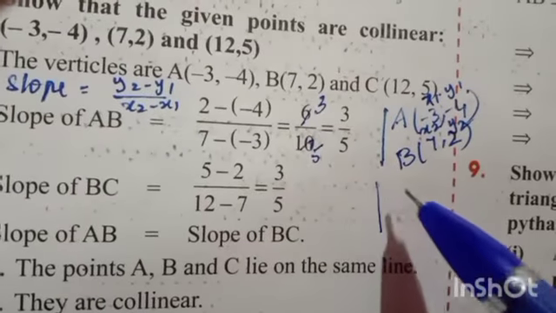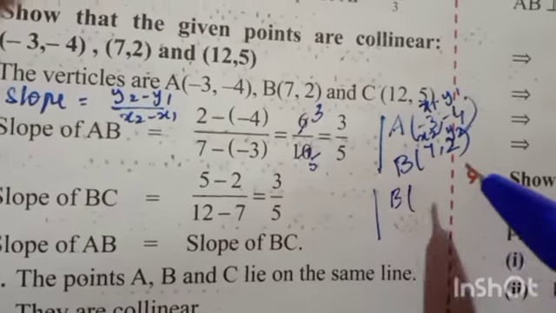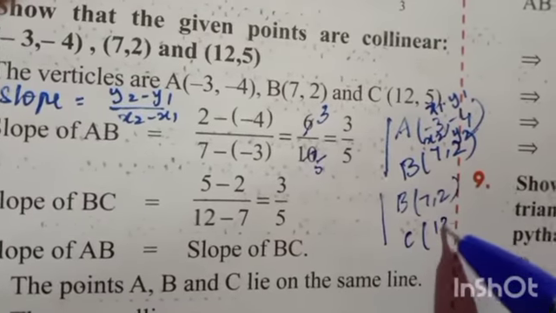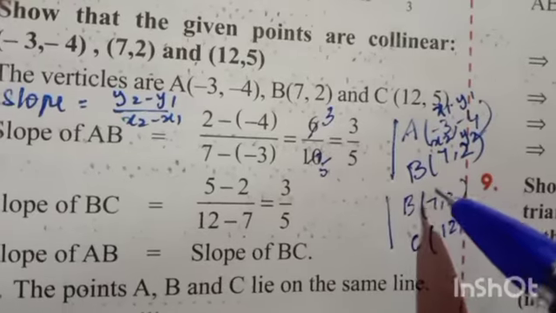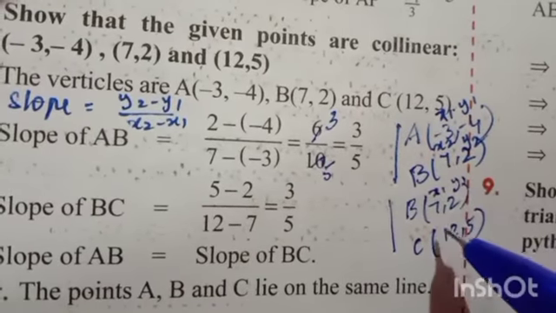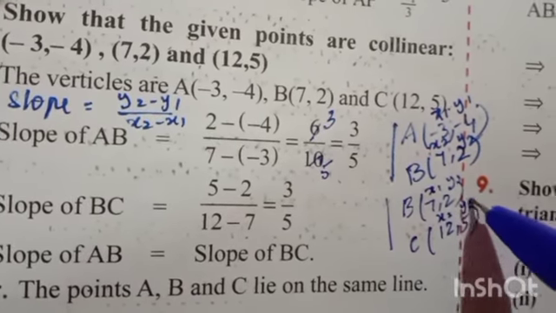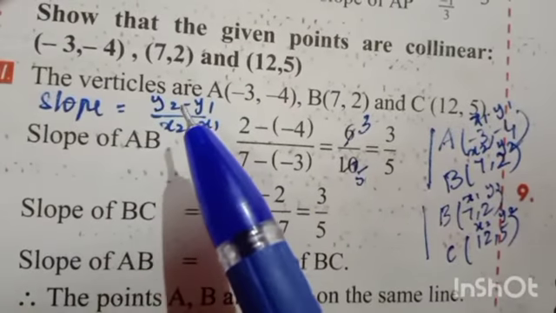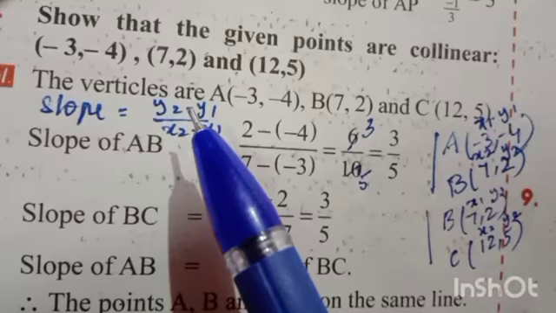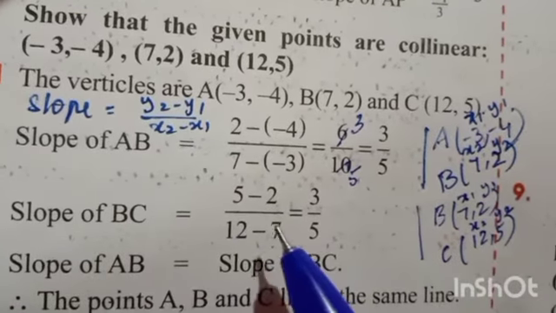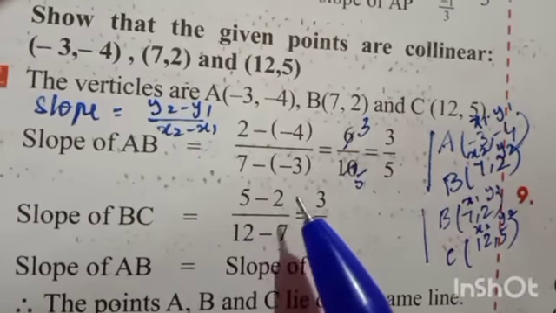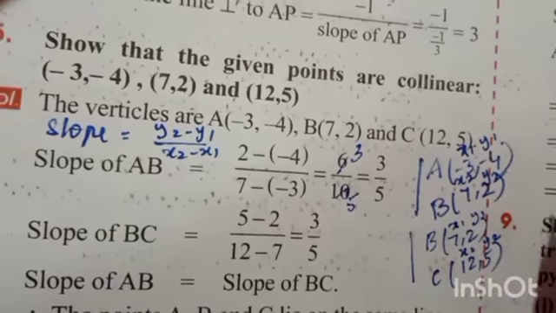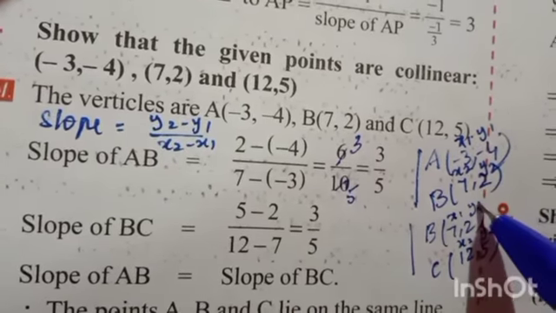You have to consider B and C. So the B point is 7 comma 2, and C point is 12 comma 5. Write it on the side. For B it is x1, y1. This is x2, y2. You have to write the y2 formula, but you already wrote it in the beginning, so you don't need to write it again. So that is y2, 5 minus 2. Sorry, I wrote here, it is y1.